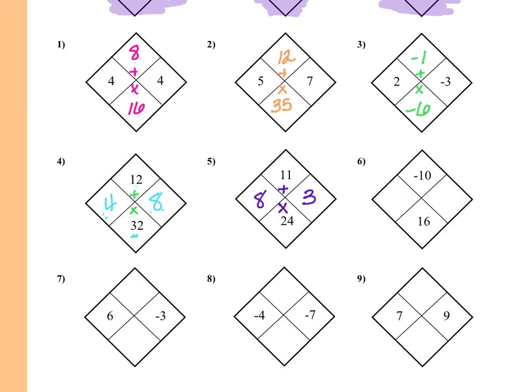Multiplies to be 16, adds to be negative 10. What do you guys think? Oh, I guess I should put that in there. Multiply, add. Yes, Roberto, very good. Negative 8 and negative 2. So negative 8 times negative 2 multiplies to be positive 16, and negative 8 plus negative 2 is negative 10.